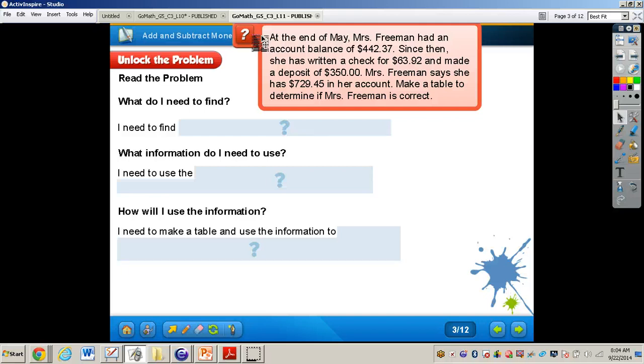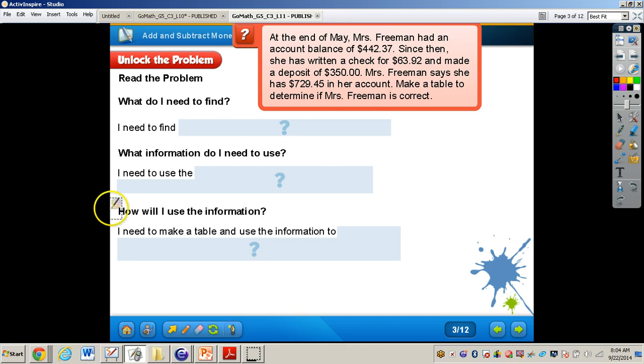Make a table to determine if Mrs. Freeman is correct. Now, the first thing we need to do is figure out answers to a few questions. It says, what do I need to find? What information do I need to use? And how will I use the information?